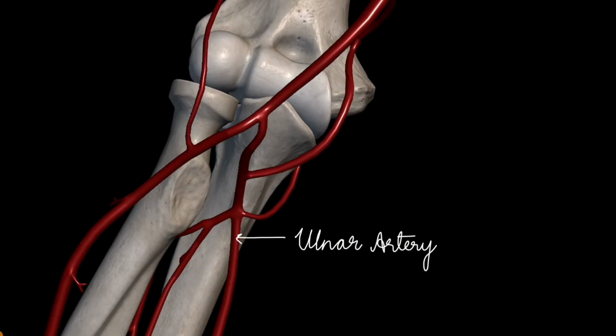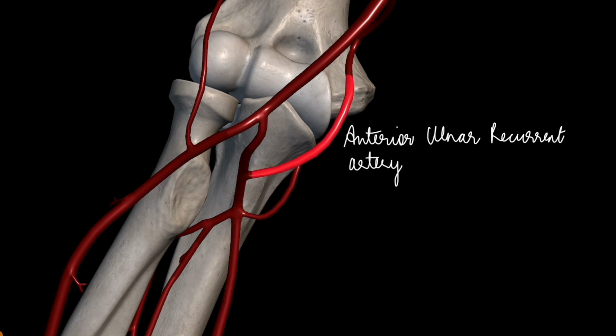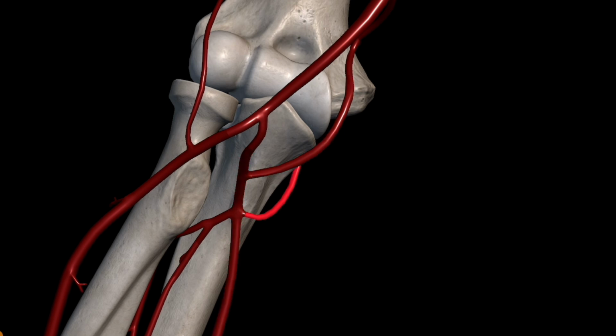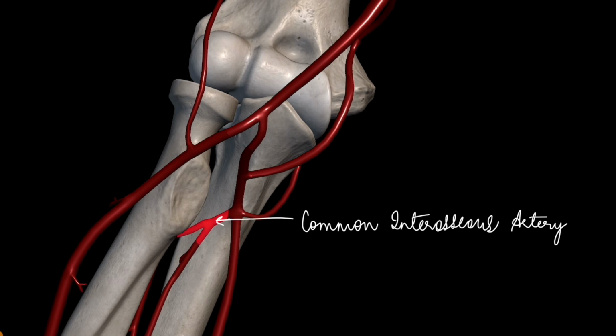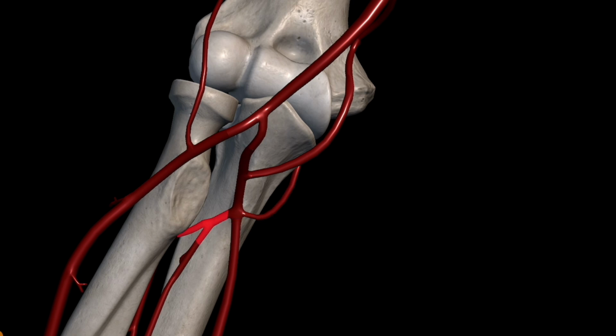The ulnar artery results from the bifurcation of the brachial artery in the cubital fossa. In the forearm, the ulnar artery gives three branches, that is, the anterior ulnar recurrent artery, the posterior ulnar recurrent artery, and the common interosseous artery. It also gives various muscular branches in the forearm.